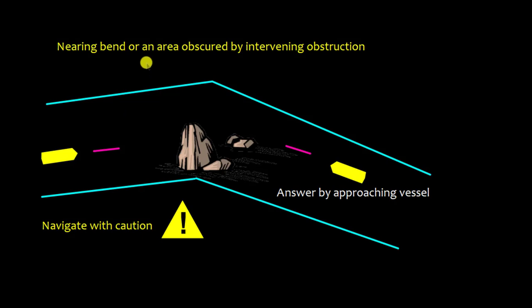Now let's talk about a vessel nearing a bend or an area which is obscured by intervening obstruction. You need to navigate with caution because there is a possibility that another vessel might be approaching, and you need to sound one prolonged blast. And if you sound one prolonged blast and there is an approaching vessel, that also has to answer by one prolonged blast and will show her presence.